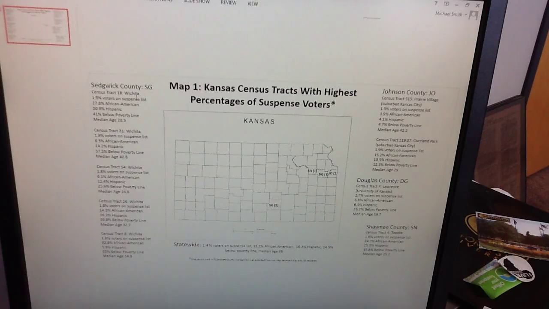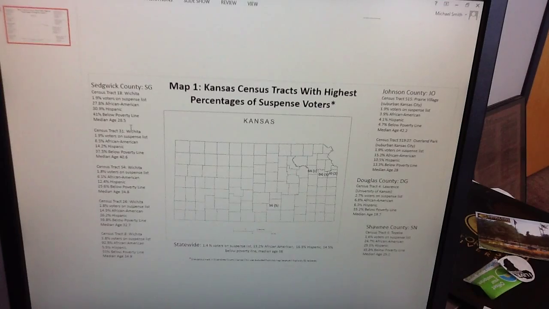We also looked at those census tracts to see what the population makeup was. And as you can see, a lot of these census tracts have a higher percentage below the poverty line than the statewide averages, and many, though not all, have a higher percentage of African American and or Hispanic residents. Median ages vary quite a bit. Not a lot of a pattern there. But big news on the poverty and particularly the African American population.